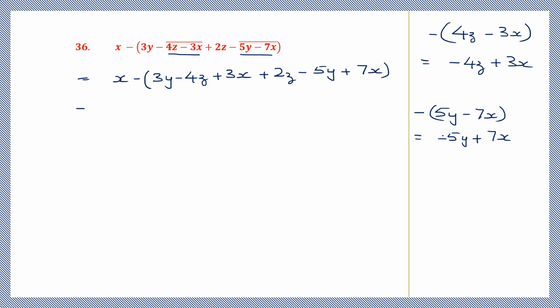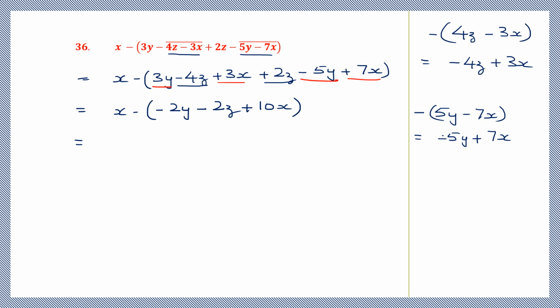So now we're going to remove the common bracket. Before that, we're going to simplify what is inside. We have 3y and minus 5y. So we write as it is. 3 minus 5 is minus 2. Minus 2y. Now look at the z's. We have minus 4 plus 2. So that is minus 2z. Then we have plus 3x plus 7x. So plus 3 plus 7 is 10x.